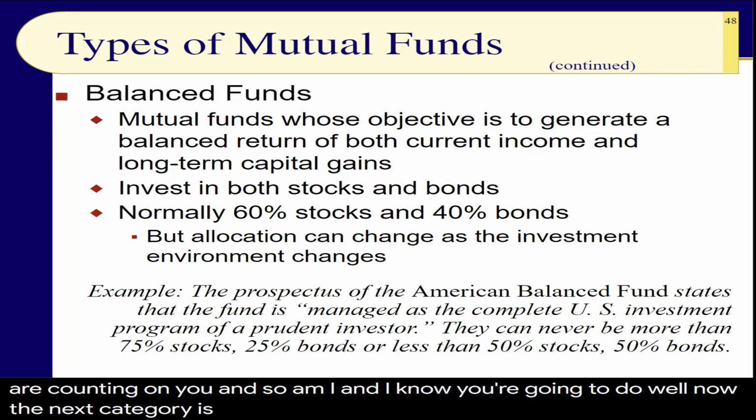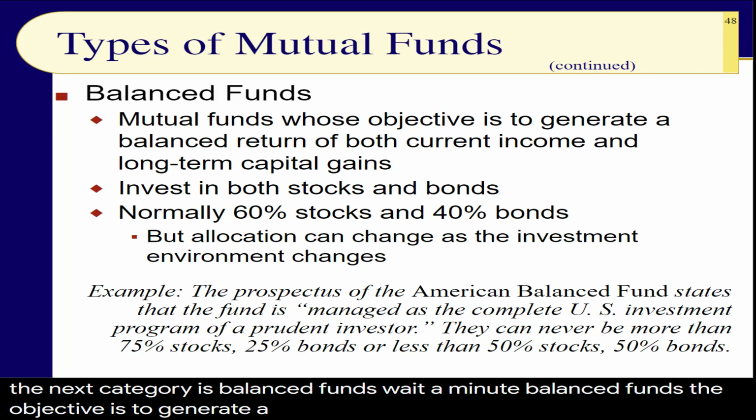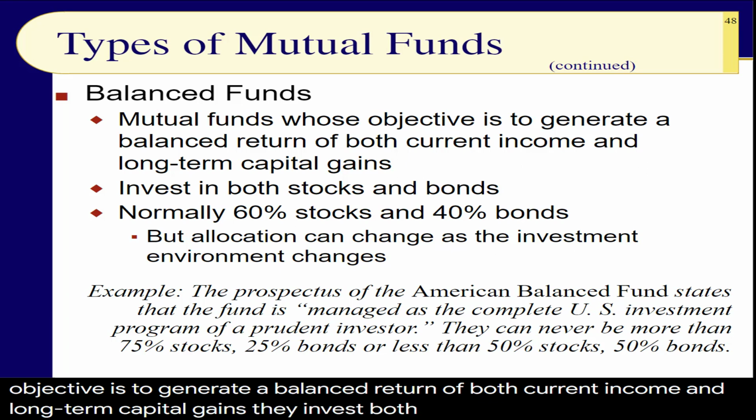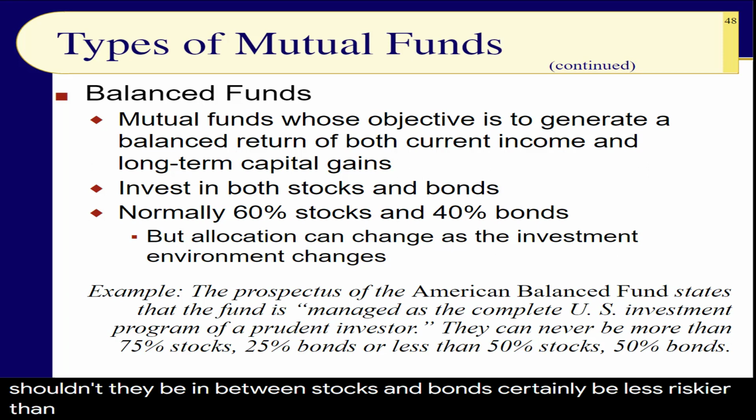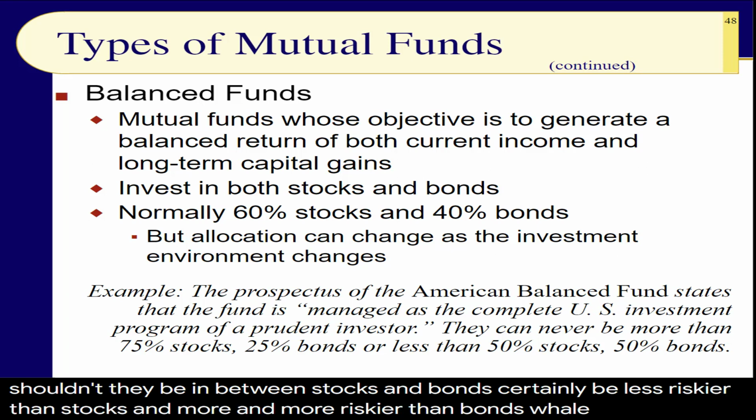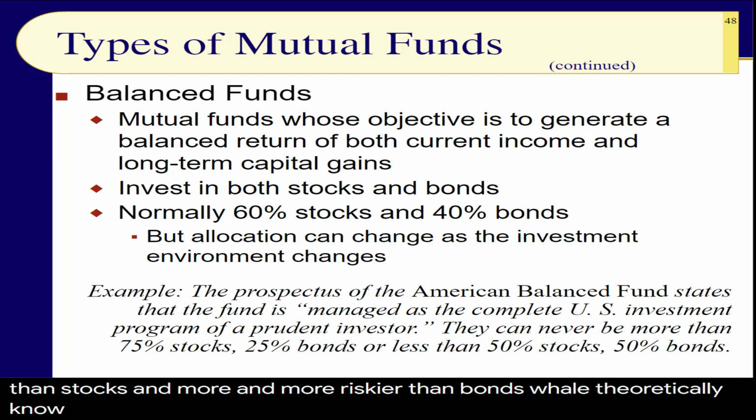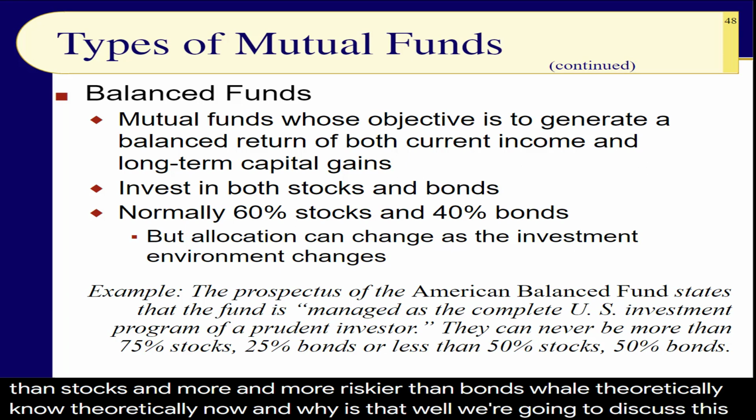Now, the next category is balance funds. Wait a minute. Balance funds, the objective is to generate a balanced return of both current income and long-term capital gains. They invest both in stocks and bonds. So shouldn't they be in between stocks and bonds? Shouldn't they be less risky than stocks and more risky than bonds? Well, theoretically, no. Theoretically, no. And why is that? Well, we're going to discuss this much later on.